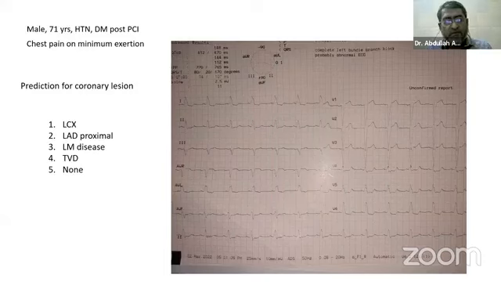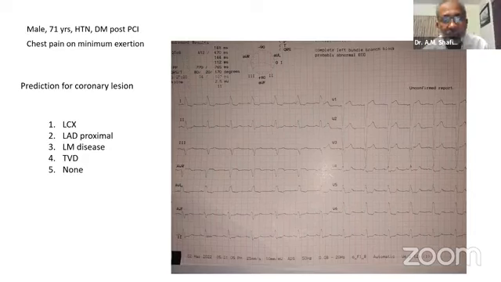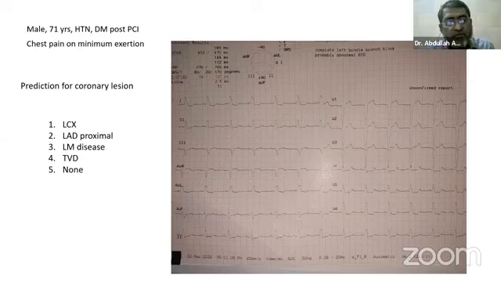But it is very difficult to discern which artery is involved. Secondly, ST elevation in V1 is minimal. A normal patient may have a QS pattern with this type of ST elevation. In LBBB, if you want to diagnose acute MI, at least 5 millimeter elevation is required according to the criteria, as far as I remember.